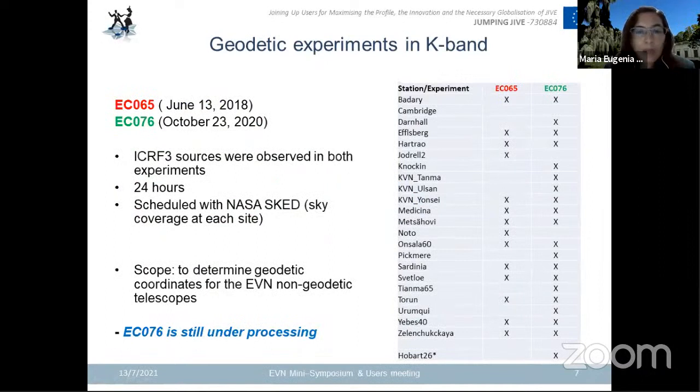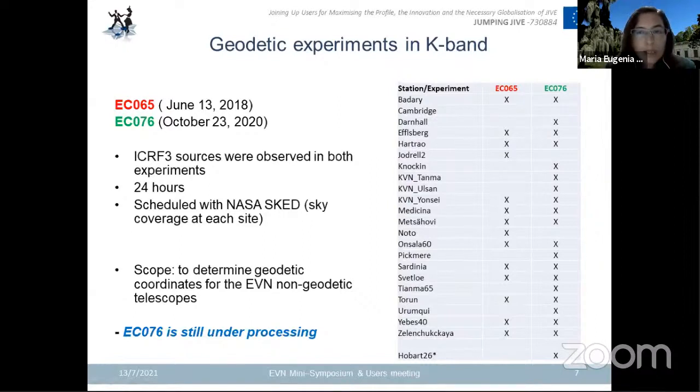So once we had done this, 2 experiments were planned. They were in K band, 22 gigahertz, sorry. And this is because we included the KVN stations, and they observed at that frequency. EC065 was carried out in June 2019, and EC076 in October 2020. I think it was planned for June, and then it was delayed to October.